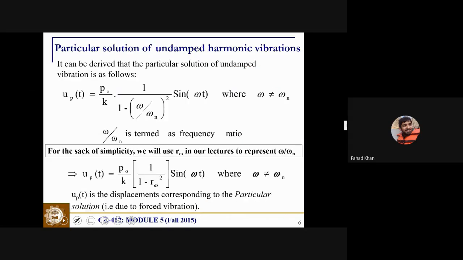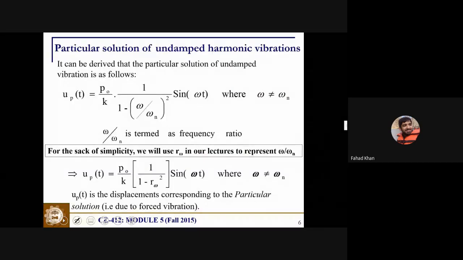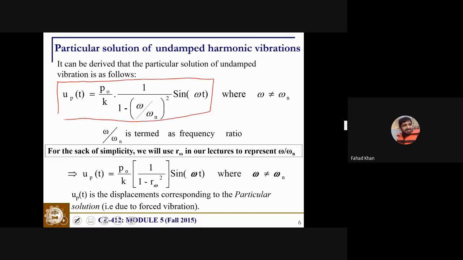Now we don't want to really go into the solutions. We will get to the final form, and the final form of this equation, m u double dot plus k u equals p naught sine omega t, will have the particular solution of p naught by k times 1 divided by 1 minus omega over omega n squared, into sine omega t. Once again, you should notice that this omega is the forcing frequency, omega n is the natural frequency, and this sine omega t represents the variation of p naught with respect to time t.